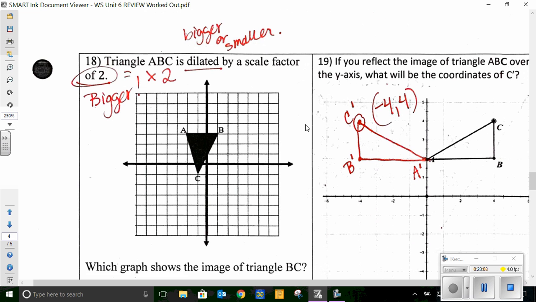Okay, number 18 is talking about dilating. So automatically I wrote my note to myself, it's either bigger or smaller. It says it's a scale factor of 2. Well, a scale factor of 2 means I'm multiplying it by 2, so my shape is going to get bigger.